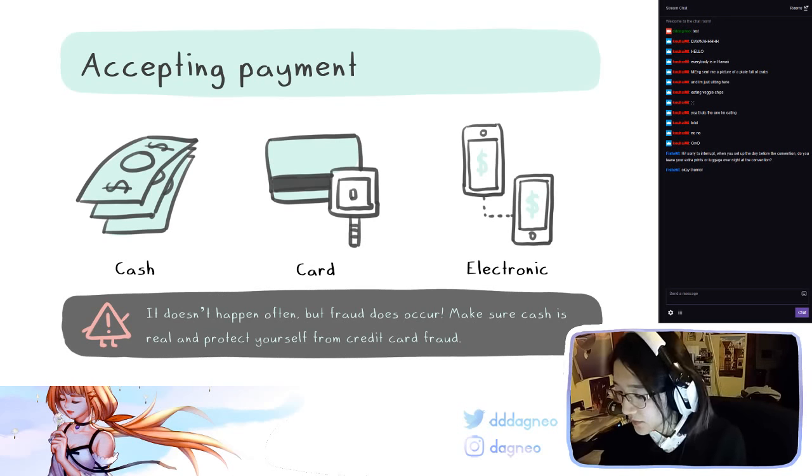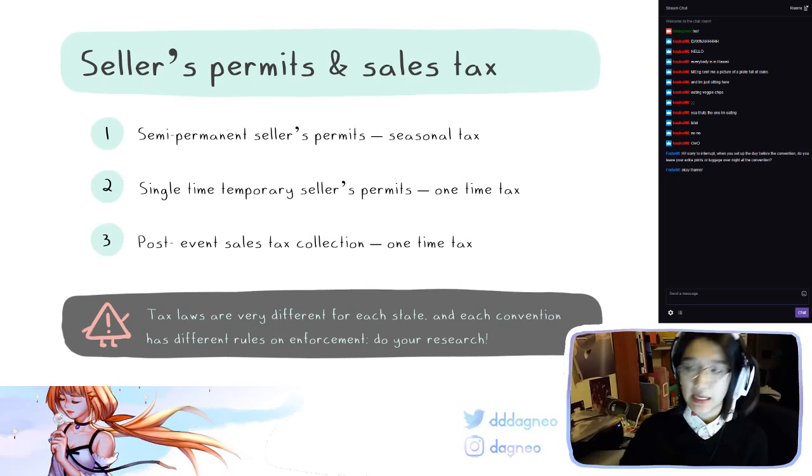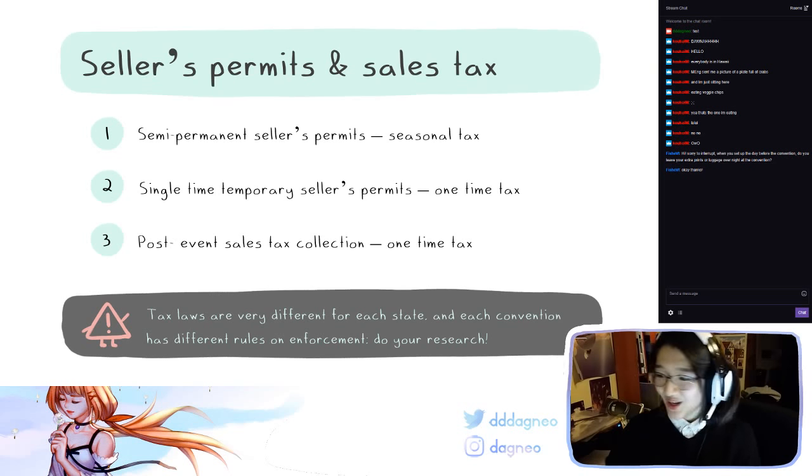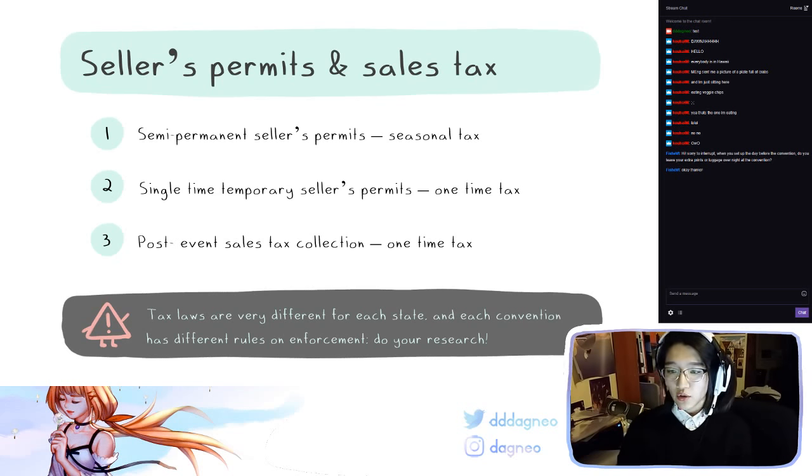Okay. So that's all the stuff about payments. Next, let's talk about seller's permit and sales tax stuff. So all of the adult logistic things that have to do with Artist Alley. There are three main methods of doing seller's permits or sales tax.